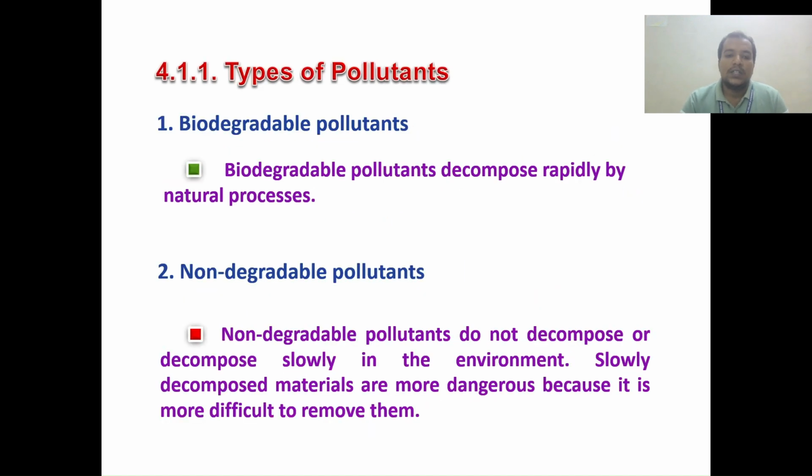And the types of pollutants. Here, there are two types of pollutants: biodegradable pollutants and non-degradable pollutants. The biodegradable pollutants decompose rapidly by natural processes, whereas non-degradable pollutants do not decompose or decompose slowly in the environment, so they will affect the environment. Slowly decomposed materials are more dangerous because it is more difficult to remove them.